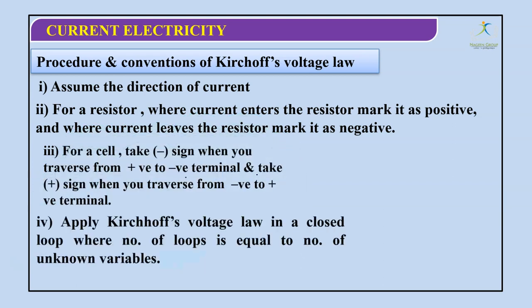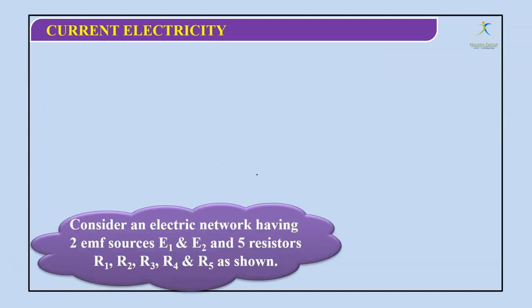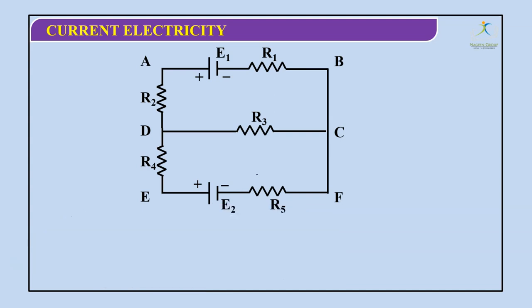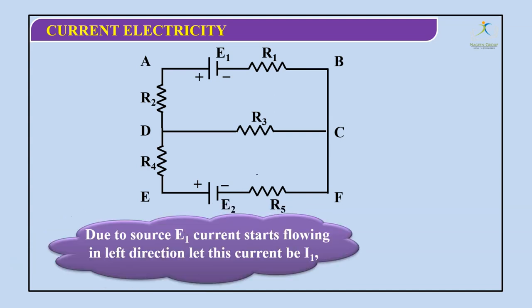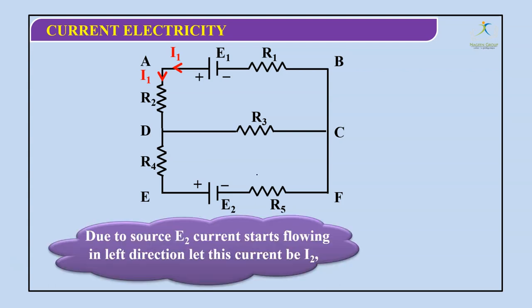Apply Kirchhoff voltage law in closed loops, where the number of loops is equal to the number of unknown variables. Consider an electric network having two EMF sources E1 and E2 and five resistors R1, R2, R3, R4 and R5, as shown in this diagram. Due to the source E1, current starts flowing in the left direction; let this current be I1. Due to the source E2, current starts flowing in the left direction; let this current be I2.